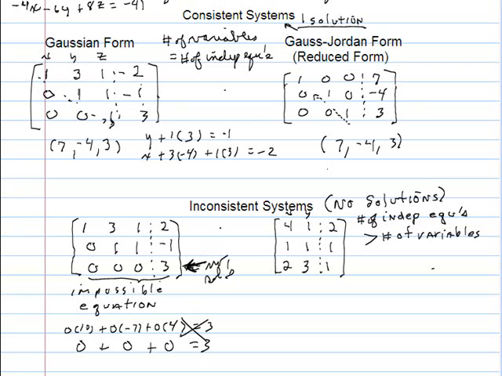So one way to identify an inconsistent system quickly is just to see if there's an impossible equation. That's zeros to the left, a non-zero to the right. And it doesn't have to be in the last row, it could be in the middle row. If there's an impossible equation anywhere, no solutions. Here's another way that you could get no solutions.